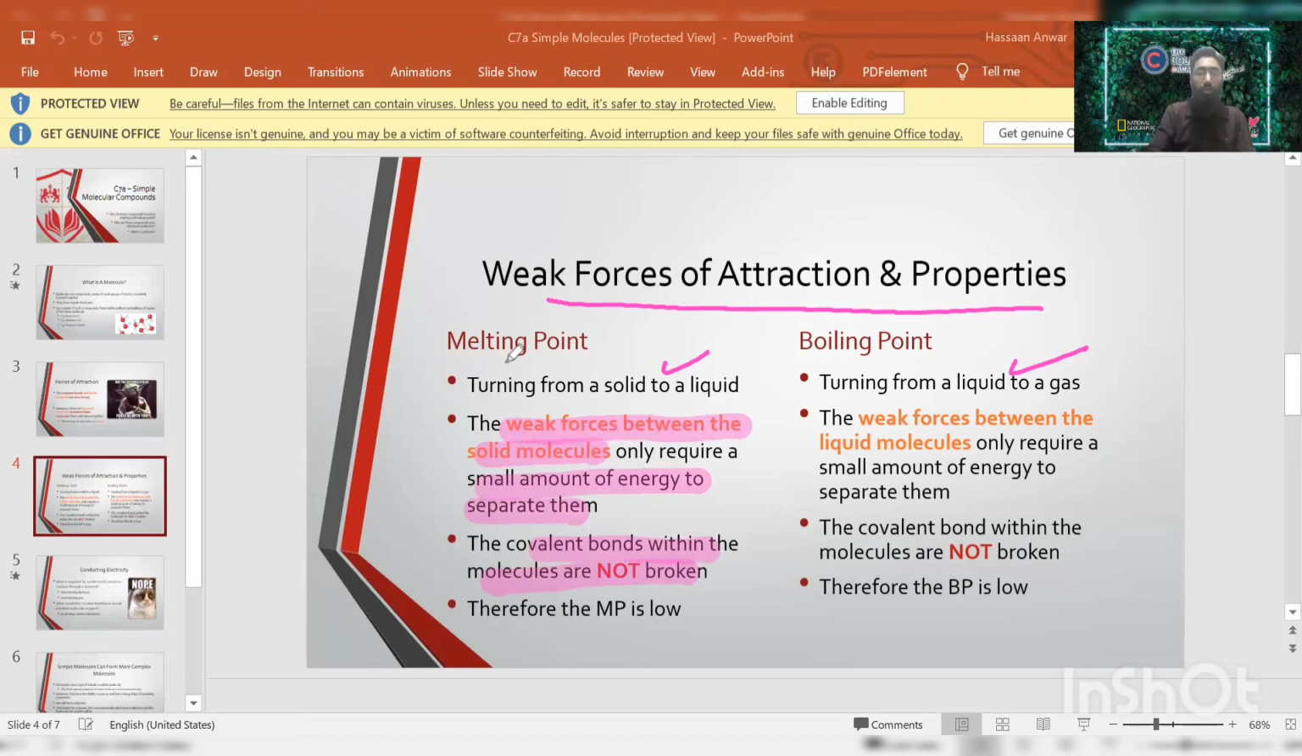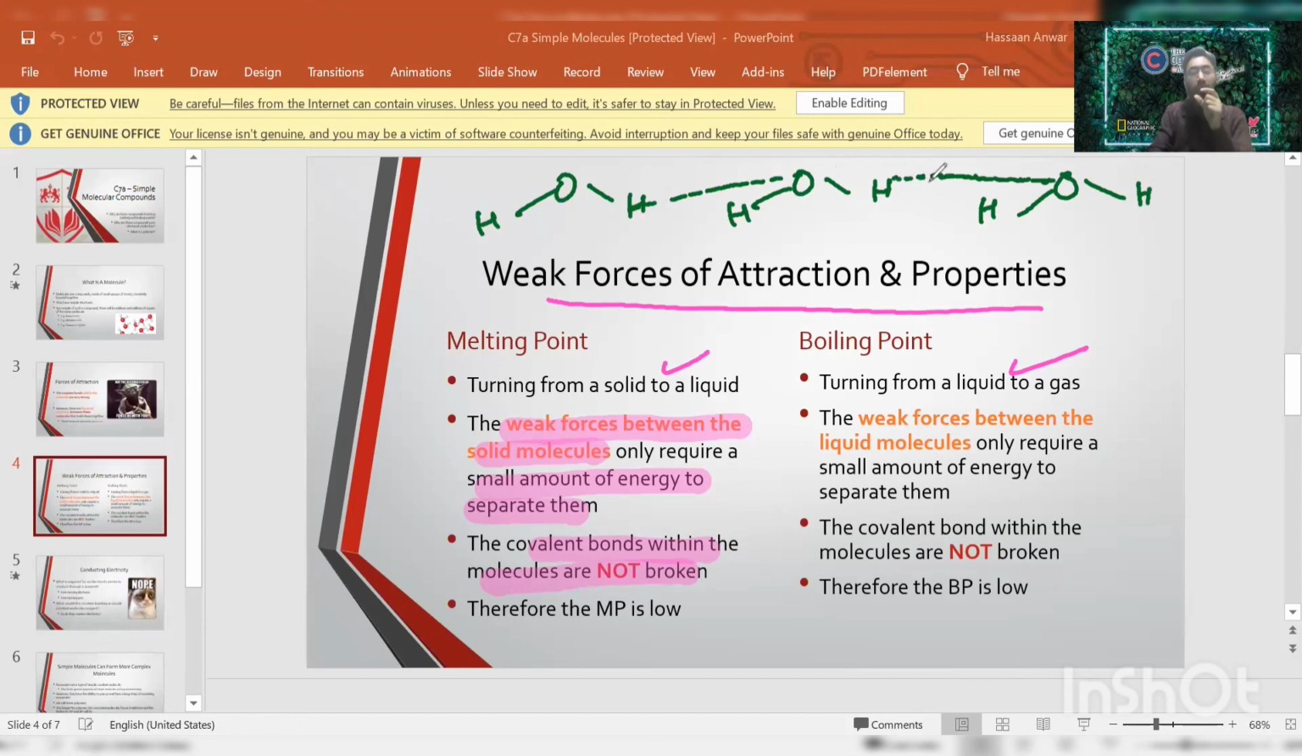Just imagine once again, this is a water molecule, this is another water molecule, this is another water molecule. The forces of attraction present between these water molecules are weak, which means we need a small energy to separate these water molecules from one another. We don't need to provide a high amount of energy. So water has a low melting point, because here we don't break the force present within the molecule.